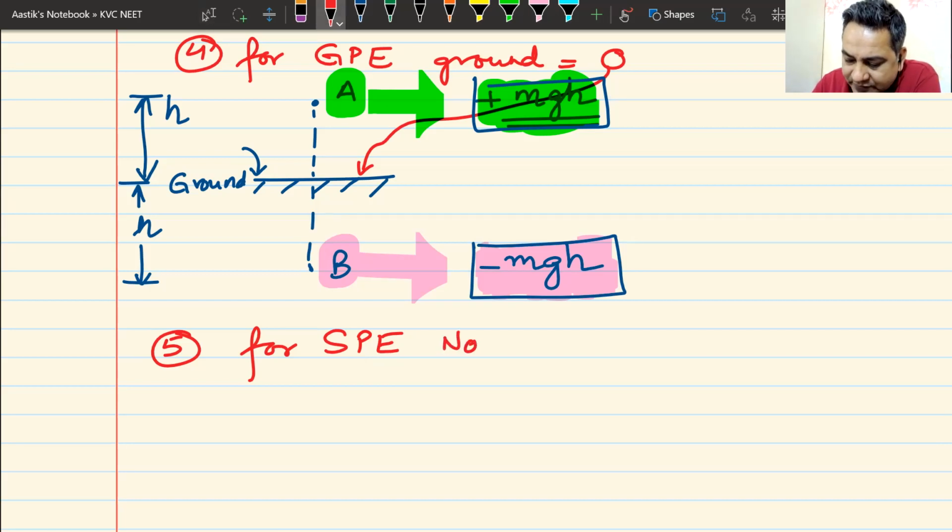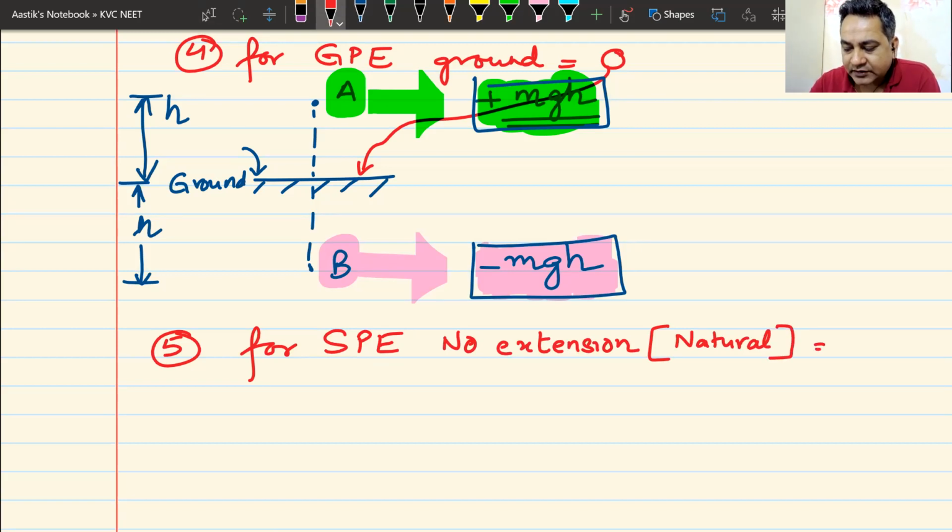When the spring is not extended, with no extension, at the position which we call the natural length, the actual length of the spring, spring potential energy is taken as 0. Remember this point. Very, very important.